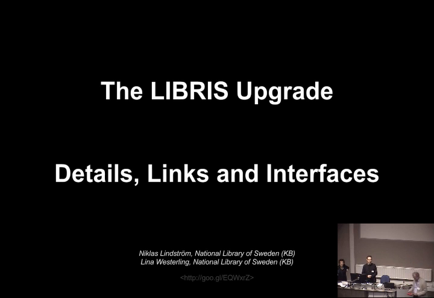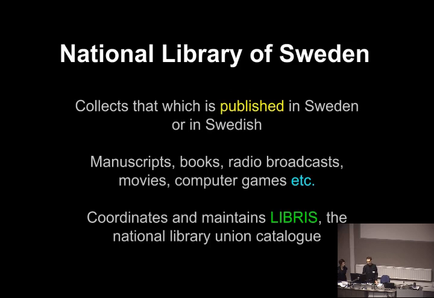So here we are in 53. We are going to talk about the Swedish National Union Catalog upgrade, which we are currently in the process of turning into a linked data goldmine. The National Library of Sweden, as far as I know, like most national libraries, collects that which is related to publishing in Sweden or in Swedish. And apart from books, we have many other kinds of resources which we describe. We also coordinate and maintain LIBRIS, which is our National Library Union Catalog.